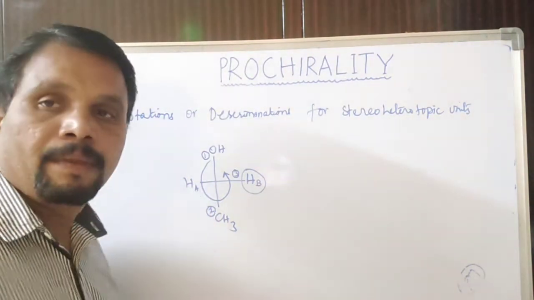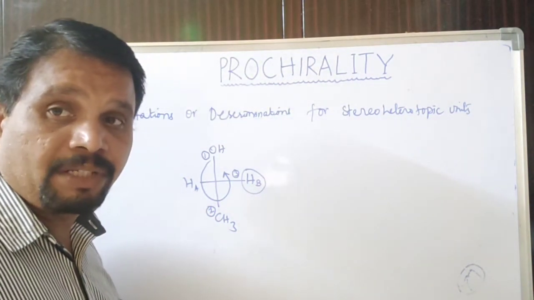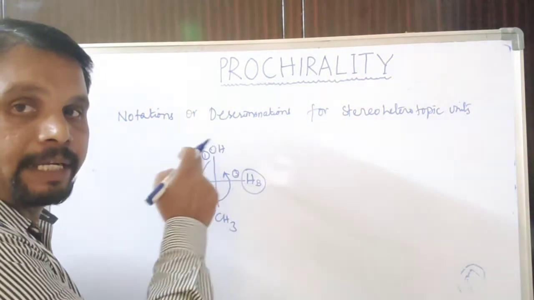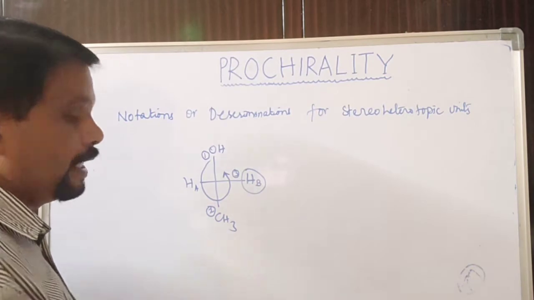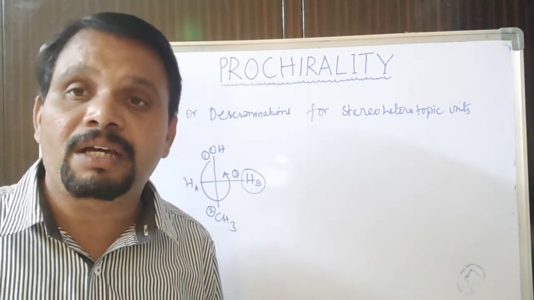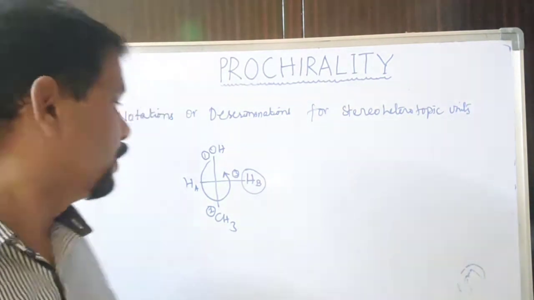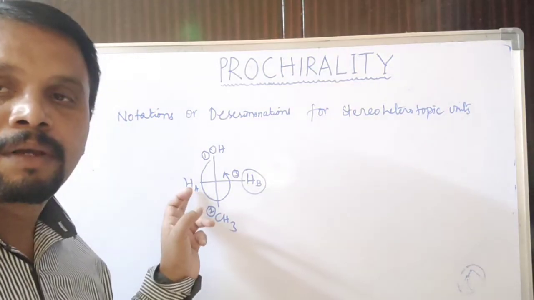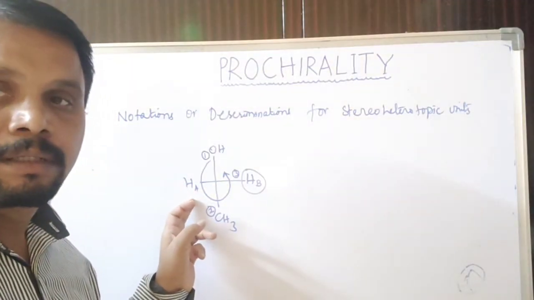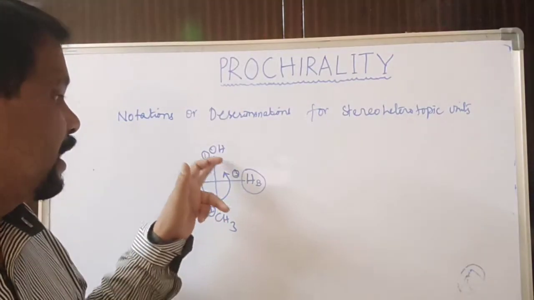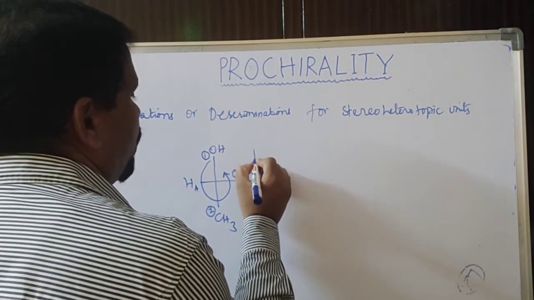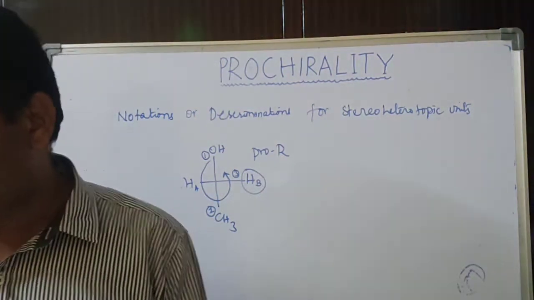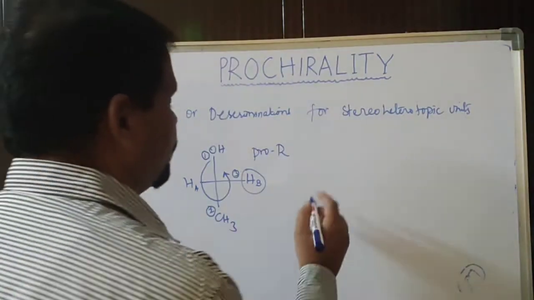Is this clockwise or anti-clockwise? This is anti-clockwise. And the least priority group, is it in the horizontal line or vertical line? It is in the horizontal line. The least priority group is in the horizontal line. Therefore, if it is anti-clockwise, then it is pro R. That gets the pro R notation.